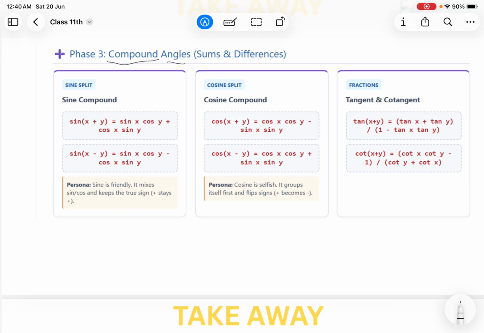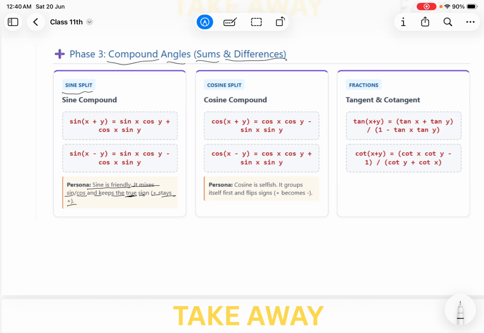Phase 3, compound angle sum and difference. Okay, so you see sine split. This is very important. Sine is friendly, it mixes sine and cos and keeps the true sign.